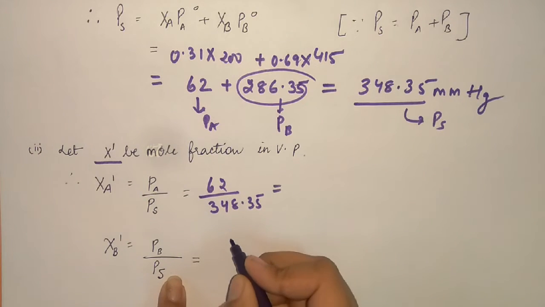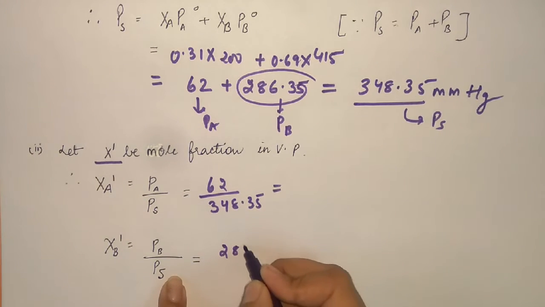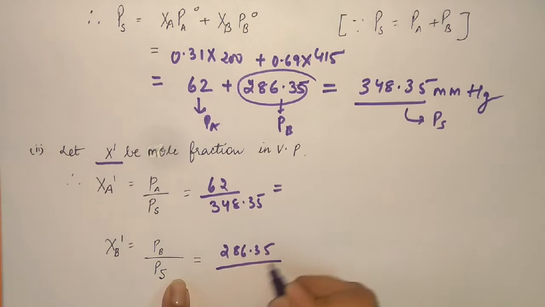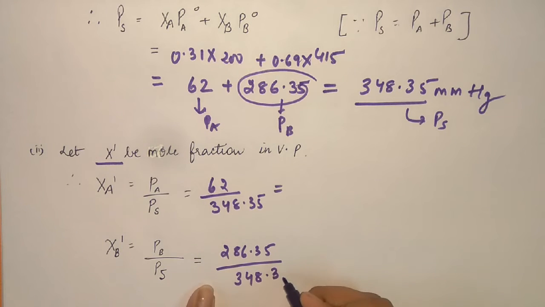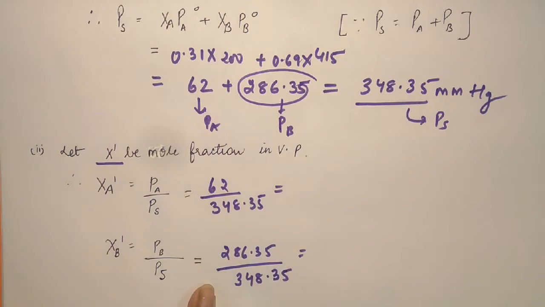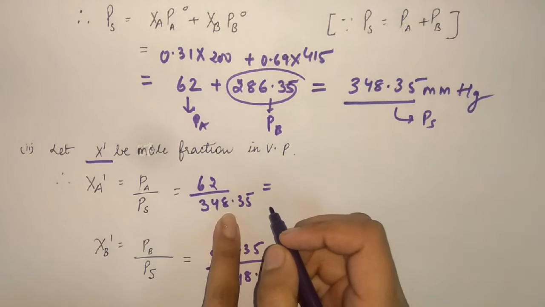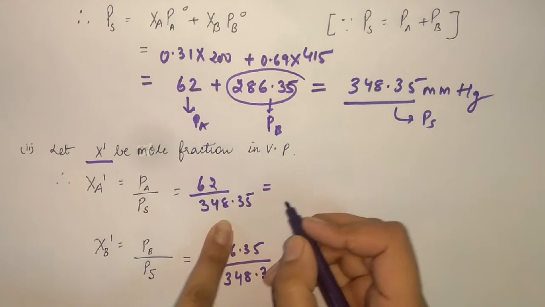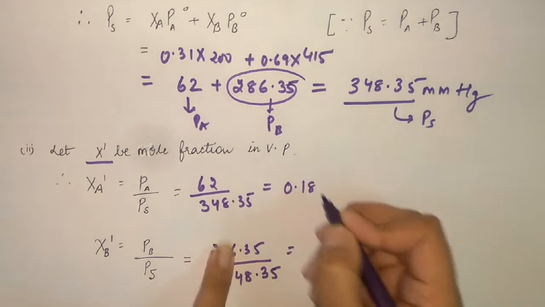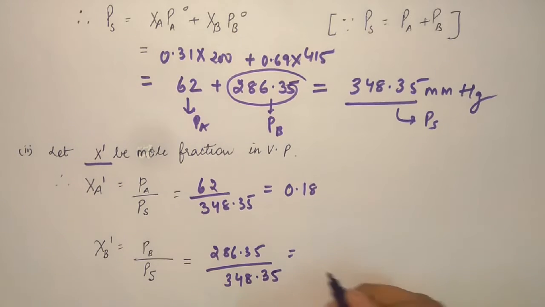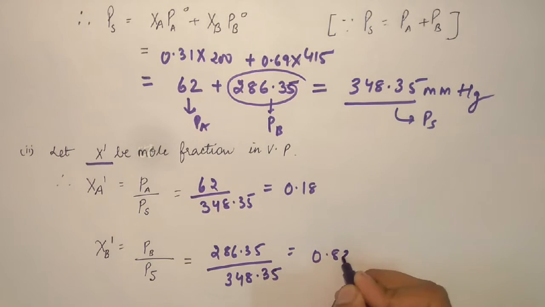Similarly, PB. What is PB? 286.35 divided by 348.35. Yes or no? What answer will we get? You divide this 62 upon 348.35, you will get 0.18. And when you divide the other, you will get approximately 0.82.